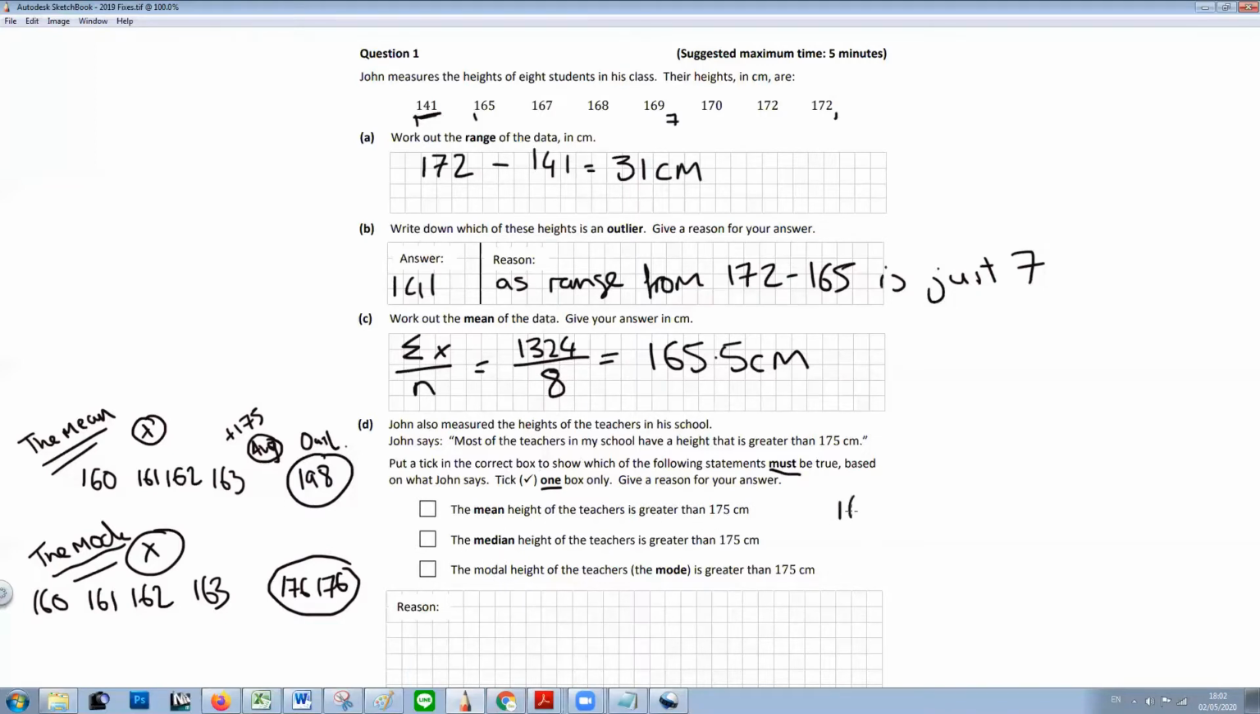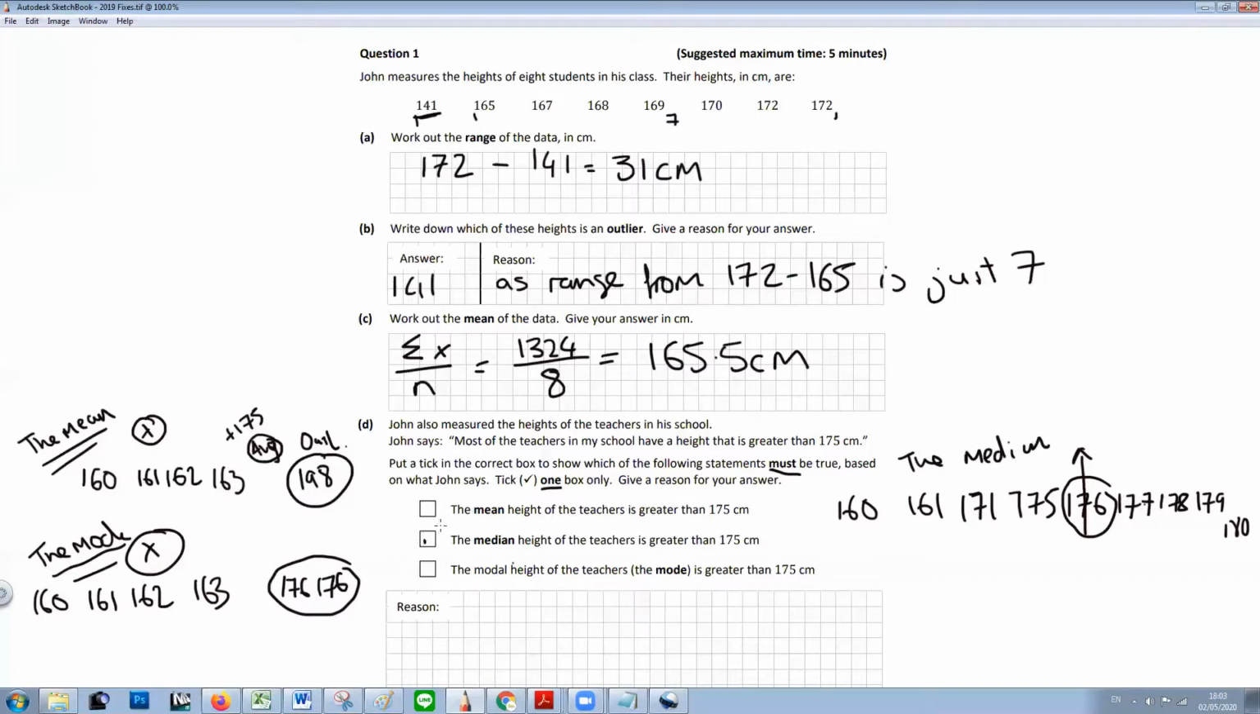The last one is the median. So the median is like 160, 161, 171, 175, 176, 177, 178. I have 7 here, so I'll go 179 and 180. Now my median is 176, because that's the in between value, as I have 9 numbers and this is my middle. So this value is a much better indicator that most of the teachers are above a certain height. So the median.